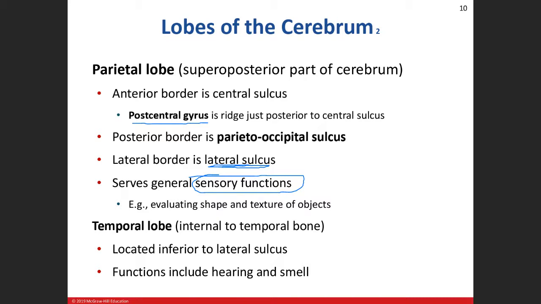And then on the side of your head, you have the temporal lobe. So this is going to be just below the lateral sulcus. And its job, real basic, hearing and smell. Hearing is easy to remember because the ear sits right on top of it, because the temporal bone sits right on top of the temporal lobe. So hearing, that's easy. You just got to kind of memorize smell for that one.